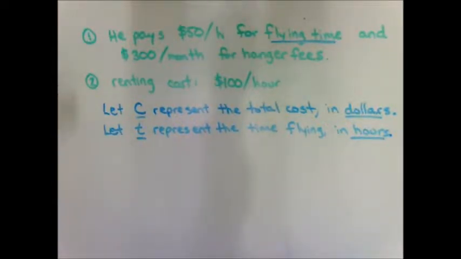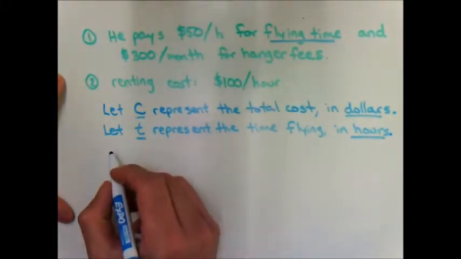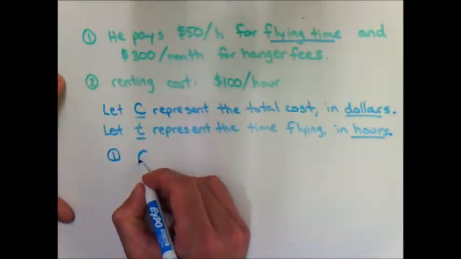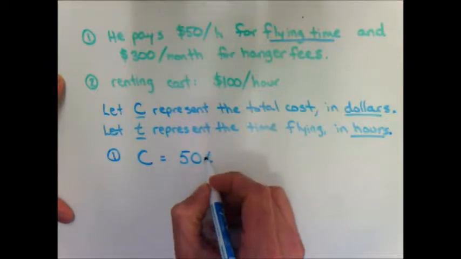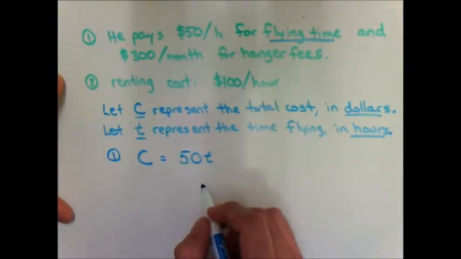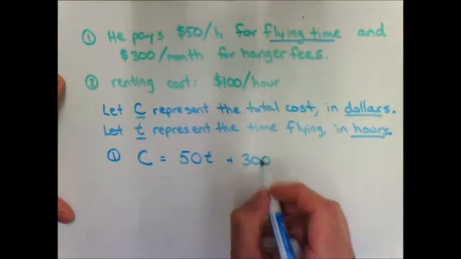So we have our two sentences that need to be translated. Let's go ahead and tackle them. In the first sentence that we have, Ian pays $50 an hour for flying time and $300 a month. Well, T is time in hours. So Ian is paying 50T, and each month he's for sure going to pay $300 for renting some hangar space for parking his airplane. So equation 1 translates into the cost for 1 month in dollars is 50 times T, that's $50 for every hour that he's flying, plus, right up the top, $300.